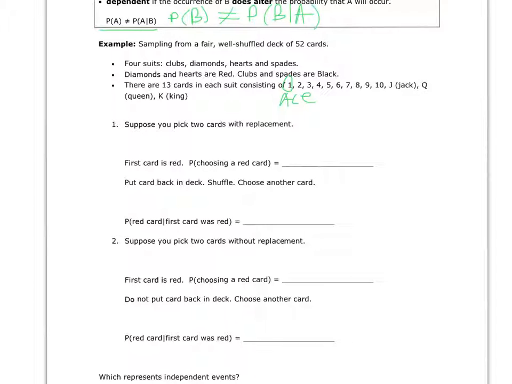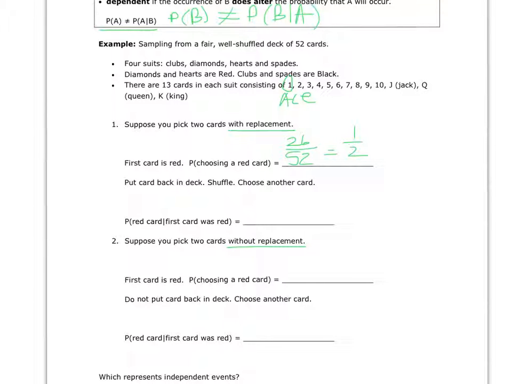Okay, so we're going to look at 2 scenarios. In the first one, we're going to select cards with replacement, and in the other one, we will select cards without replacement. So suppose we pick 2 cards with replacement, and the first card is red. The probability of choosing a red card out of the whole deck of 52 cards is going to be 26 over 52, right, which is 1/2. Half of the cards are red.